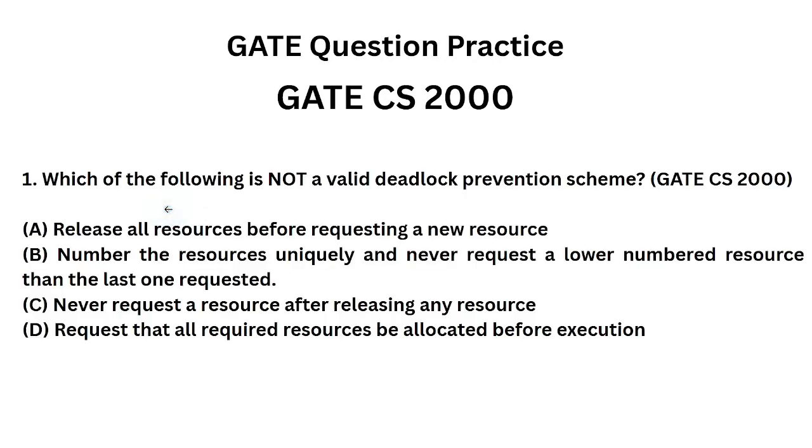So option A states that release all resources before requesting a new resource. So this breaks the hold and wait condition. Instead of holding one and waiting for another, the process releases everything and starts fresh. So this is a valid deadlock prevention scheme.